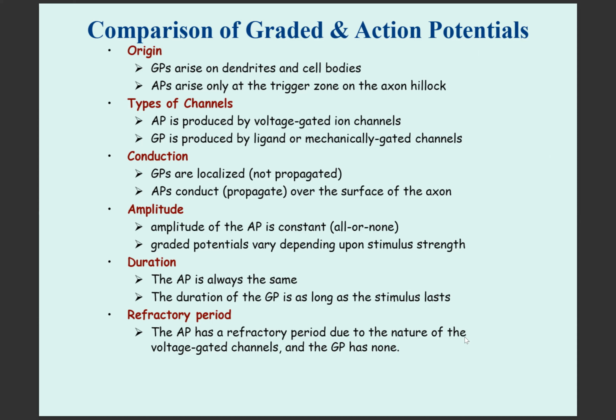GPs are usually localized. They do not move. They only occur within a short path like the cell body. But the APs propagate over the surface of the axon, conveying the information from one neuron to the other. The amplitude of the action potential is constant, whether all or none. However, graded potentials vary depending upon the stimulus strength.